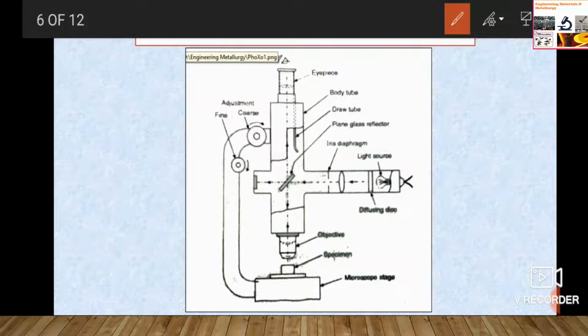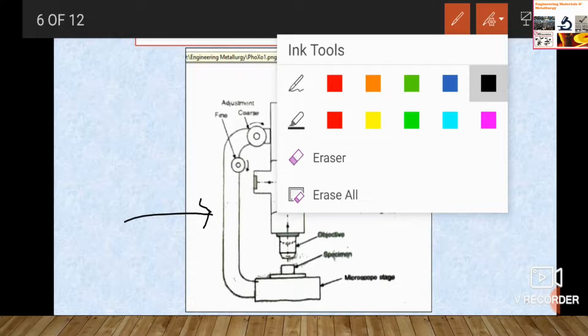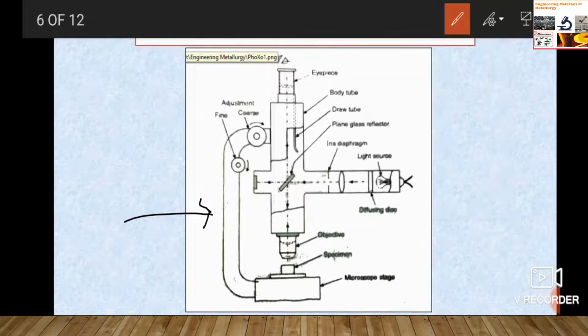So this is the figure for the optical metallurgical microscope. Basically, this one is the body part of that optical metallurgical microscope. Next one is the adjustment screw, that is for coarser adjustment and for finer adjustment. This one is the microscope stage. Here the specimen is to be held on that microscope stage.